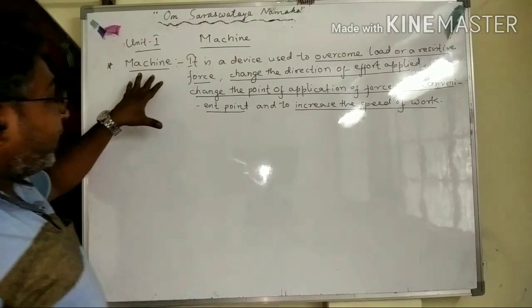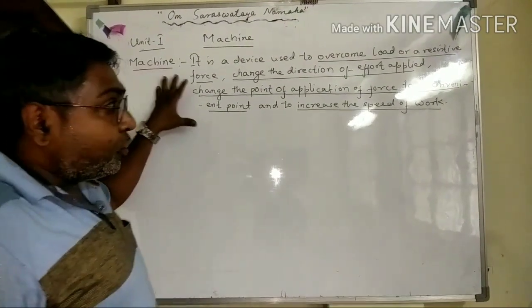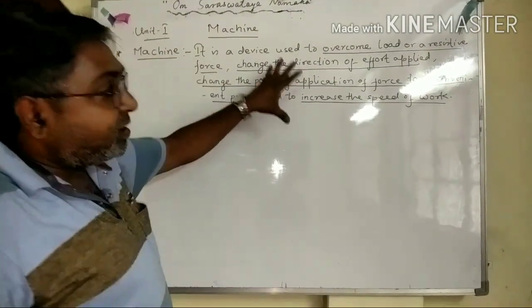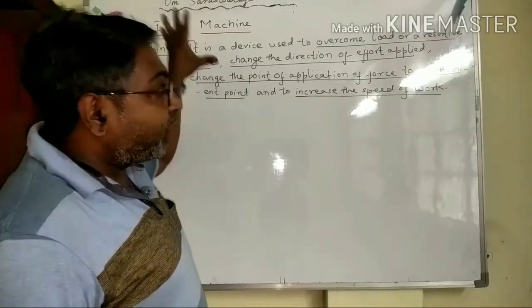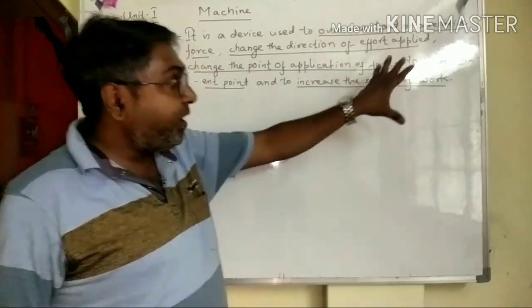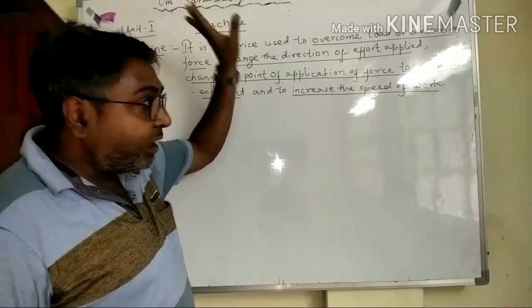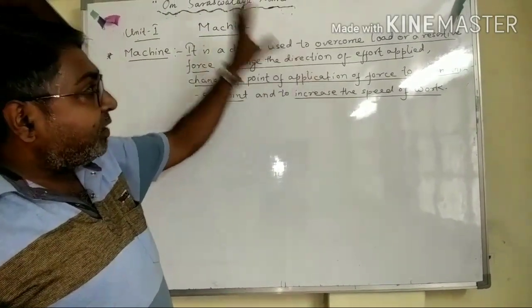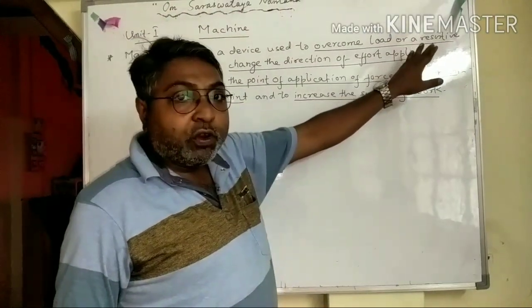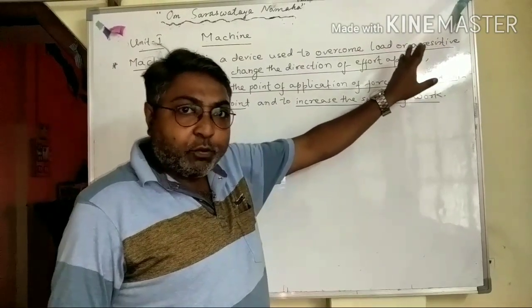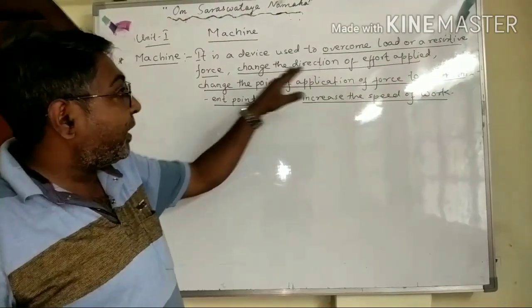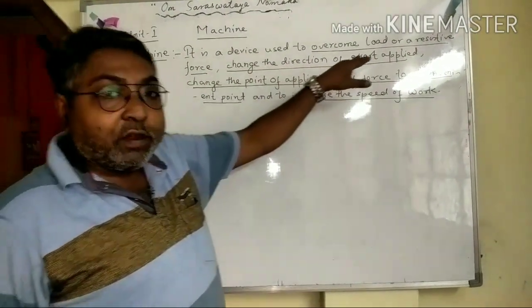Now this was the definition of machine, where I told you, with the help of this definition, the different functions of machine. I will repeat the different functions which are given in the definition itself: that it is used to overcome a load or a resistive force, which I have explained with the help of an example, that is screw jack. It changes the direction of effort applied.